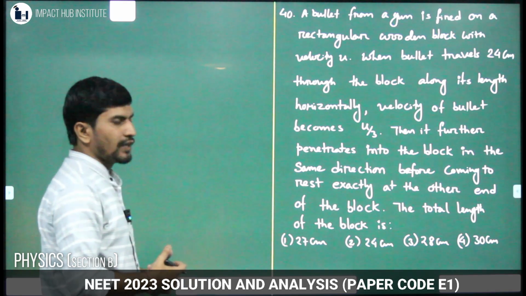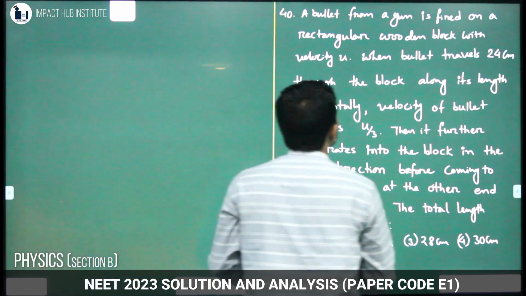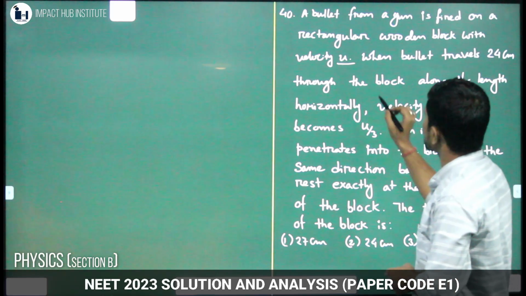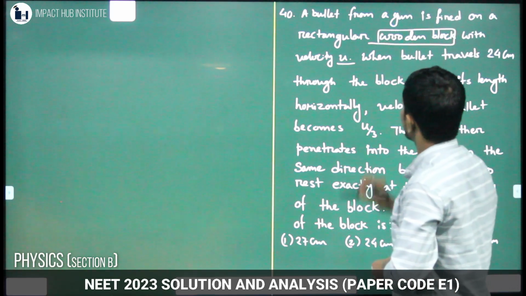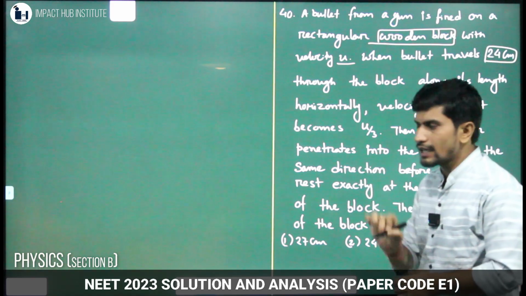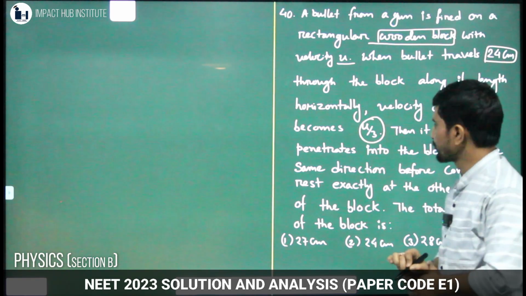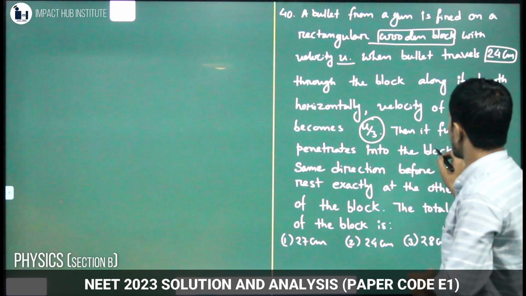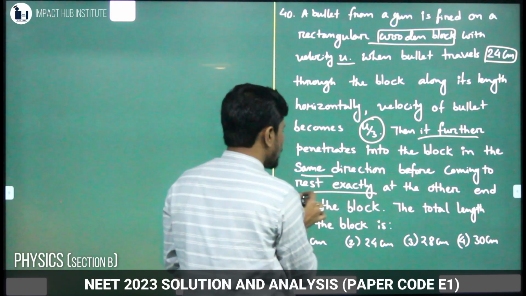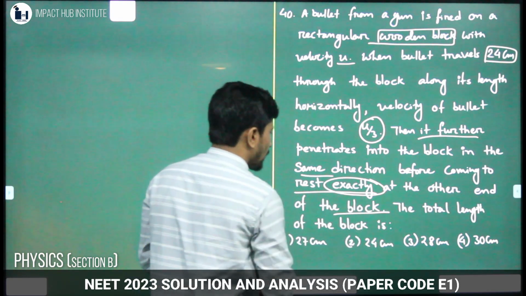Here the description given in the question describes a bullet. This bullet was moving with a certain speed u, and then it strikes a rectangular wooden block. The bullet travels 24 centimeter inside the block before its velocity becomes u by 3. But it keeps on going. It further penetrates into the block in the same direction before coming to rest exactly at the other end of the block. What is the total length of the block?